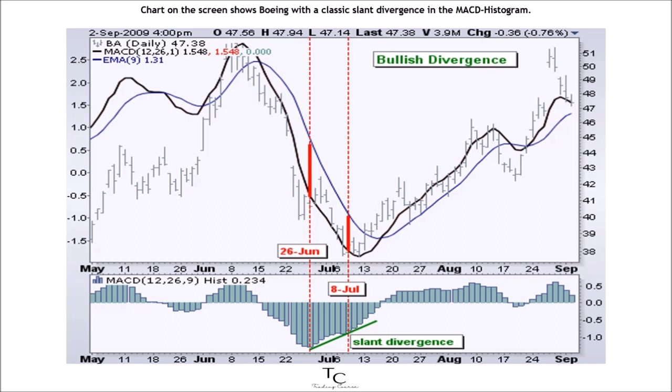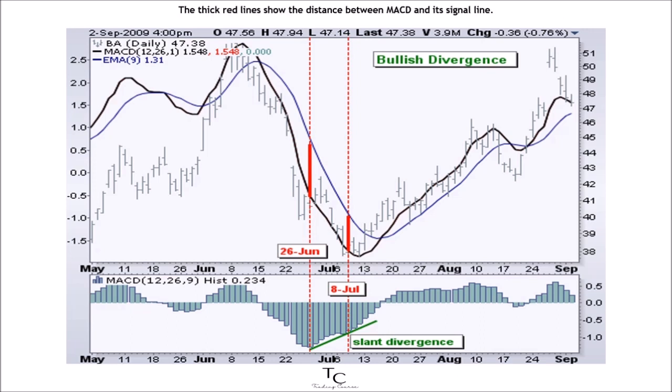The chart on the screen shows Boeing with a classic slant divergence in the MACD histogram. MACD moved sharply lower after the bearish signal line crossover in June 2009. MACD moved to a new low in mid-July, but the MACD histogram held well above its prior low. In fact, the MACD histogram bottomed towards the end of June and formed a bullish slant divergence.